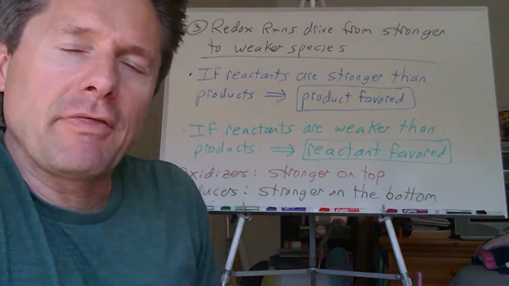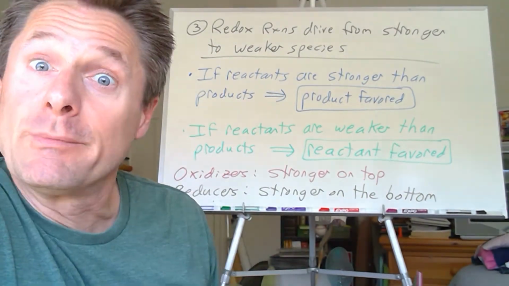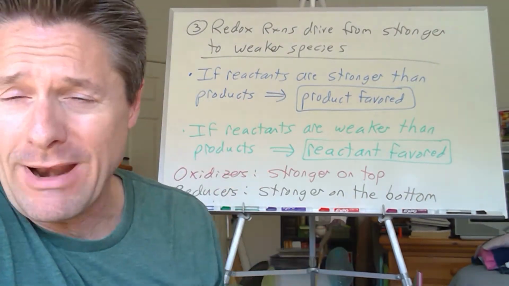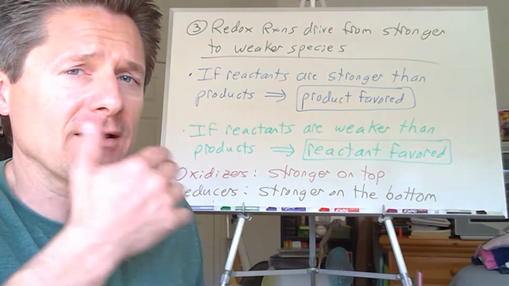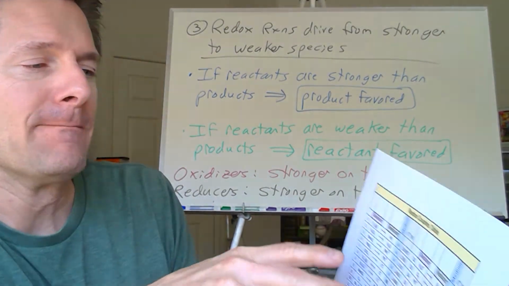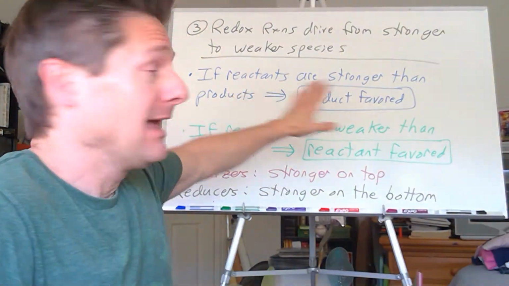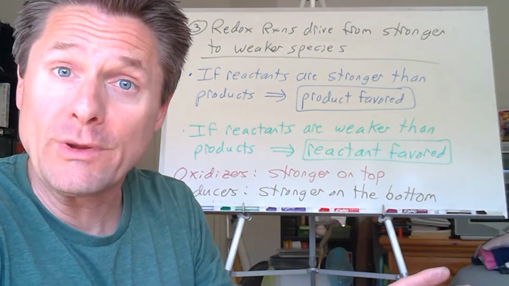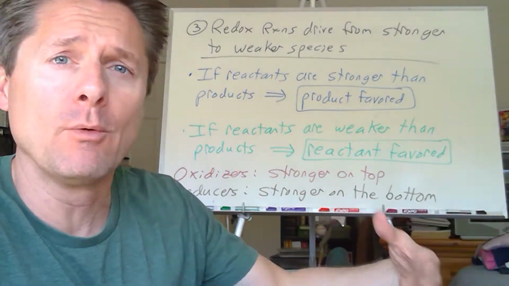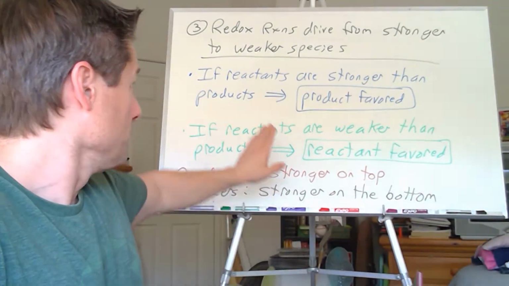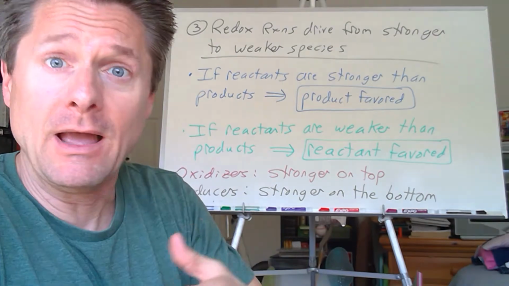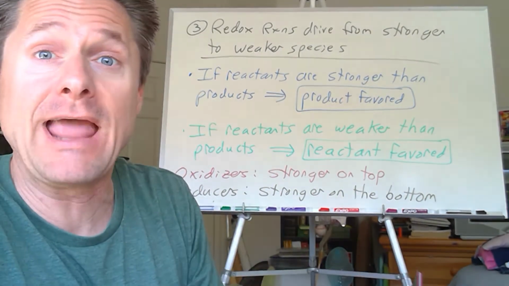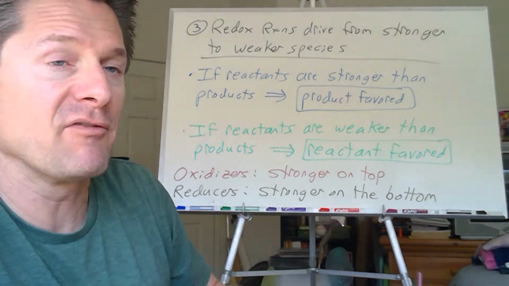All right, last of the 3 things we got to look at, and then we can do some examples of predicting products, whether the reactions will occur, and whether products or reactants are going to be dominant. Again, redox reactions and acid-base reactions always drive from stronger to weaker species. So the weaker side will always be the dominant side, to the point where the reaction might be complete or it doesn't happen at all. Depends. You need more information for that.